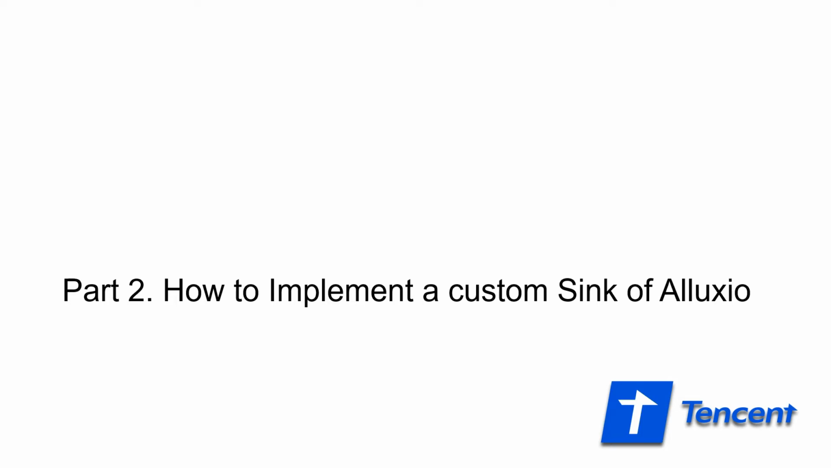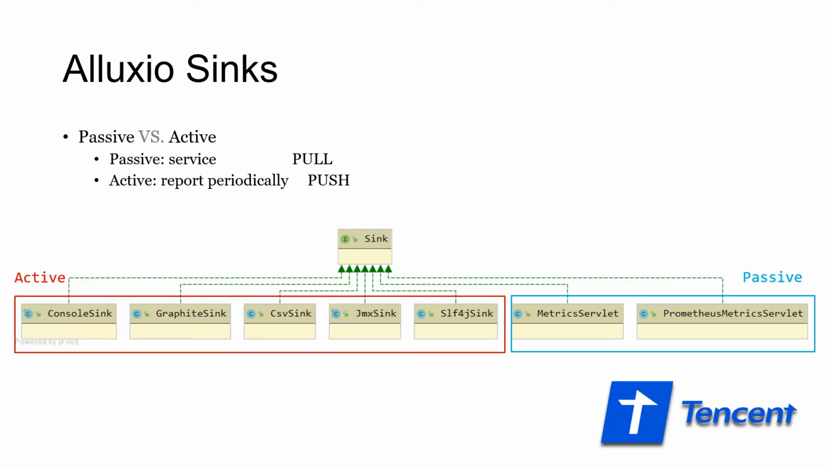In fact, Alluxio supports many kinds of sinks. A sink specifies where metrics are delivered to. For example, Alluxio has the HTTP JSON sink, and it's enabled by default. So we can view dashboards of metrics in the Alluxio Web UI from the JSON format. This is the JSON sink.